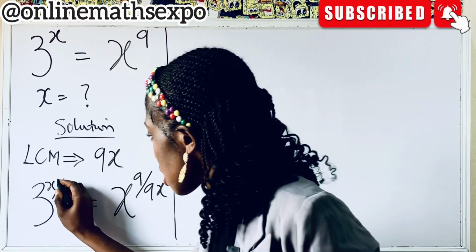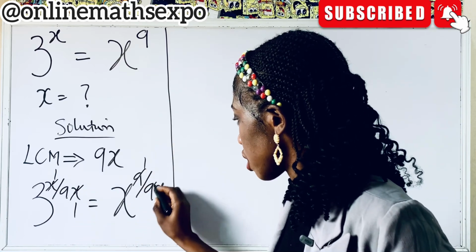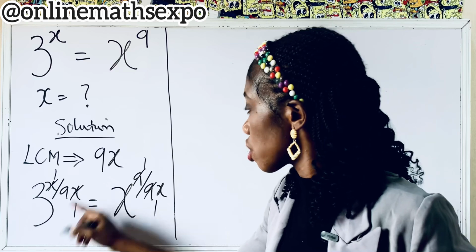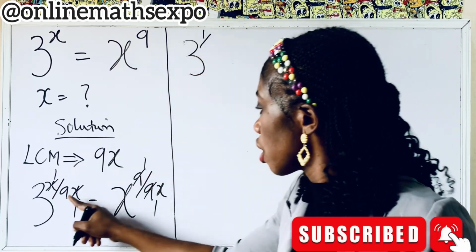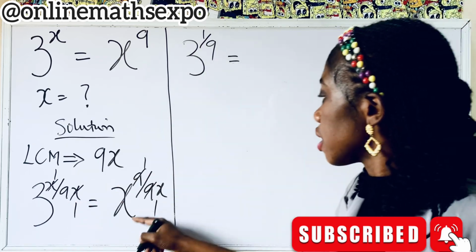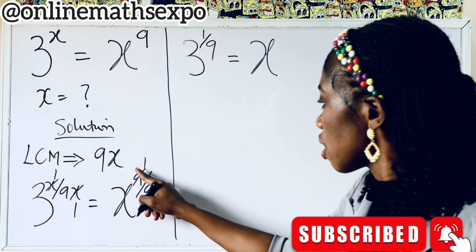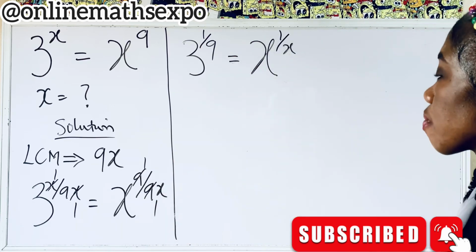Now in this case, this cancels 1, cancels 1. 9 cancels itself, 1 cancels itself. So we are left with 3 to the power of 1 at the numerator. Here we have 9 because 9 multiplies 1 is 9. And here we have x. Here we have 1 over x multiplies 1 will give us x.